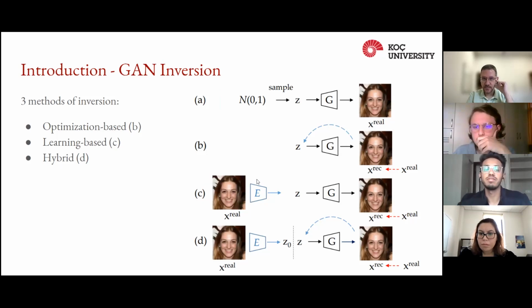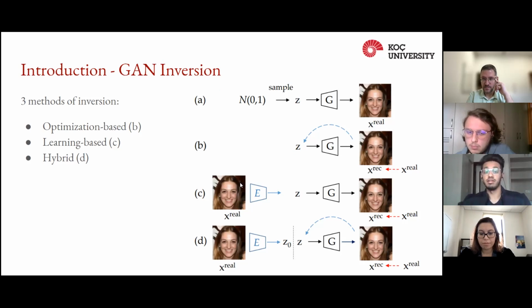There are three different methods of inversion. One is optimization based, one is learning based, and another one is the hybrid method. The optimization based method is simply sampling a random latent code and producing an image, and then optimizing by matching that generated image with the desired image until the latent code aligns with the desired image. This is the optimization based method, but depending on the number of iterations, it takes some time to actually come up with the inverted latent code.